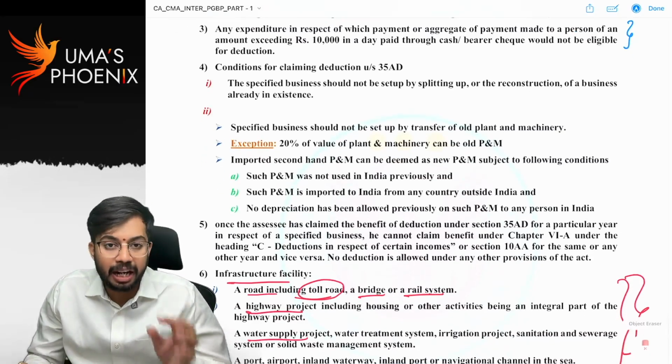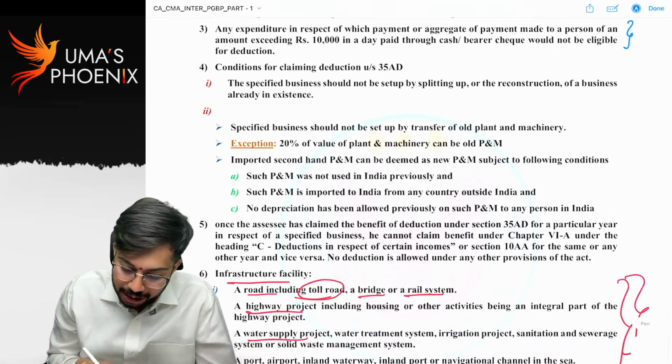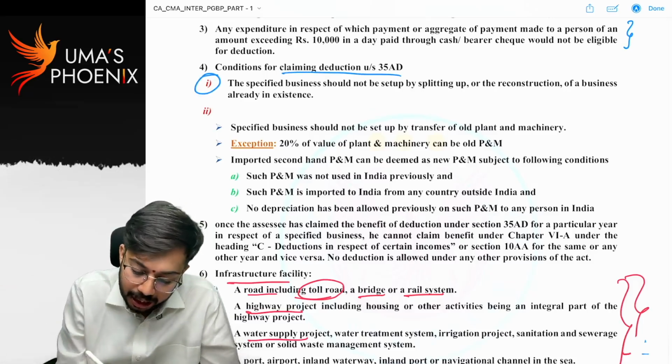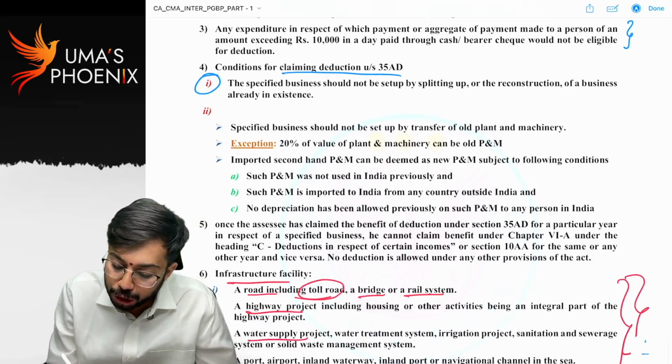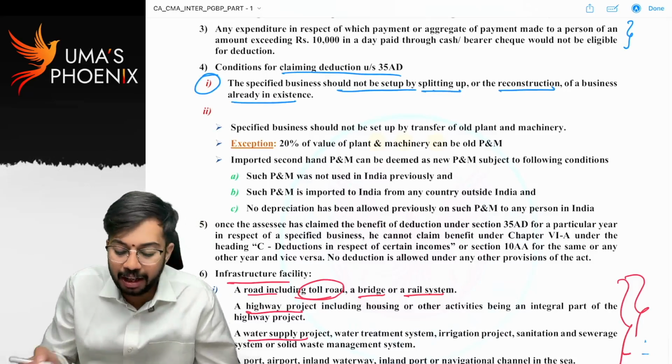Next, there are some conditions. If you want to claim deduction under section 35 AD, there are some conditions. Conditions for claiming deduction under section 35 AD. First condition, the specified business should not be set up by splitting up, reconstruction of a business already in existence.